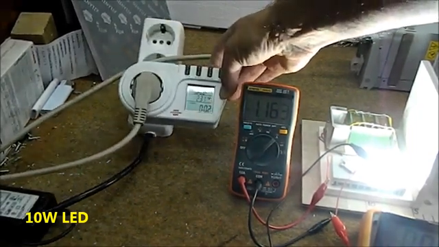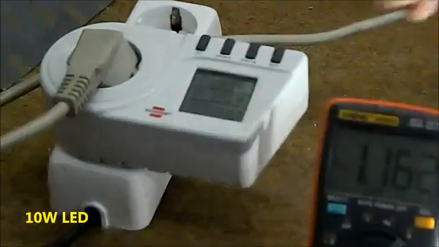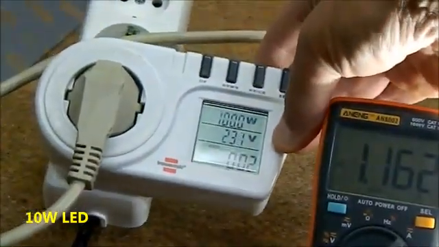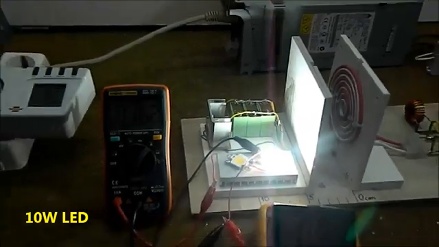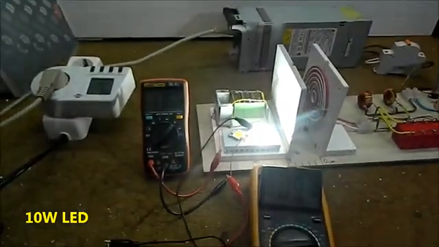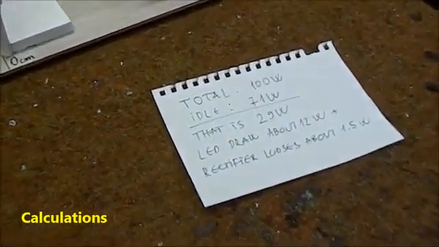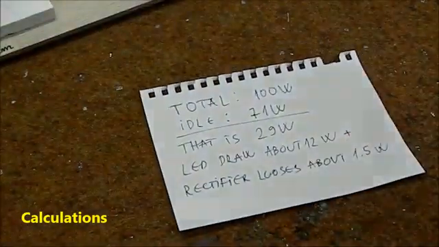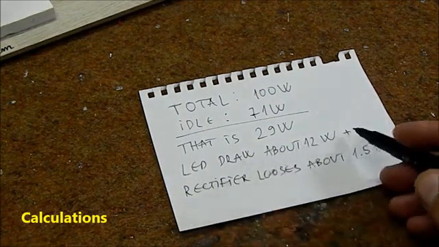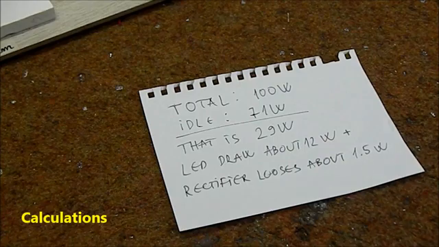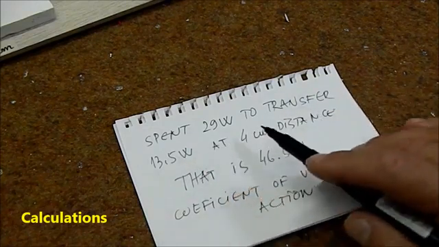Now consumption is exactly 100 watts. Now let's do calculations. Total 100 watts, idle 71 watts, that is 29 watts. LED draw about 12 watts, plus rectifier loses about 1.5 watts. So we spent 29 watts to transfer 13.5 watts at 4 centimeters distance.